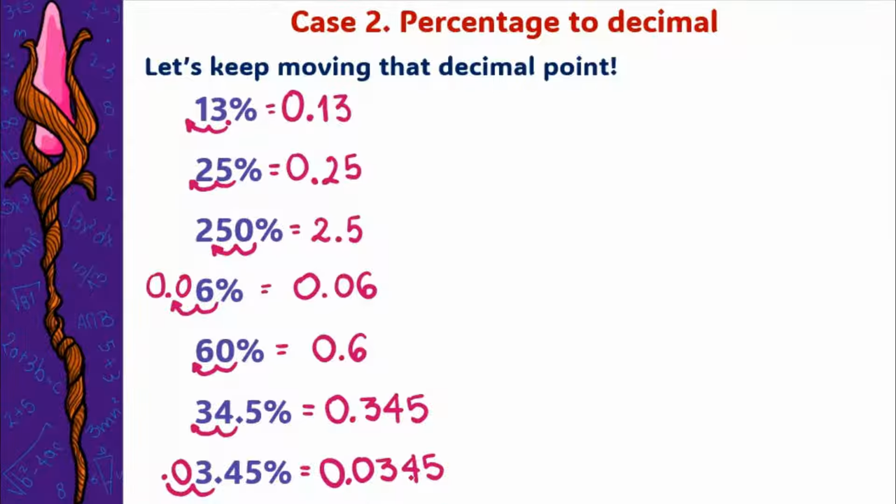Now this is a pretty small number, and 3.45 is also small. 3 out of 100. So 3 in the position of the hundredths.